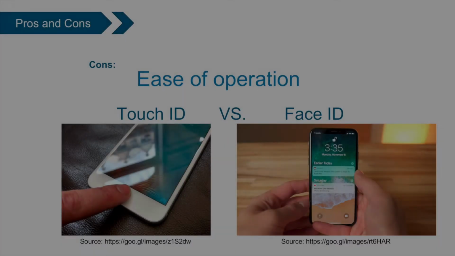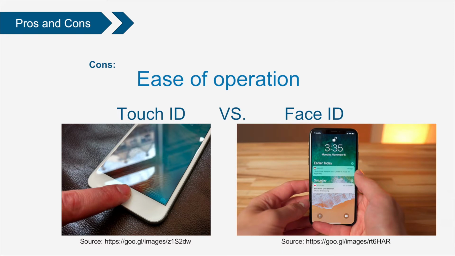As for the other disadvantage, the operation: compared to Touch ID, Face ID is set to delay execution. With Touch ID, even before you see the screen, you will have unlocked the phone since you only need to touch the screen with your finger. On the other hand, you have to bring the phone close to your face for Face ID to work.